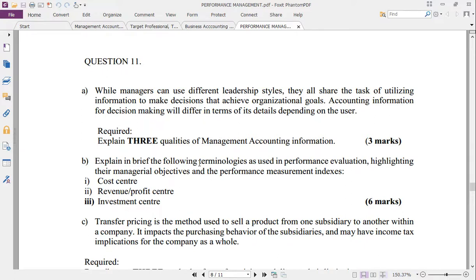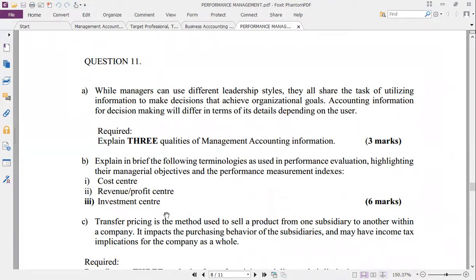B. Explain in brief the following terminologies as used in performance evaluation, highlighting their managerial objectives and their performance measurement indexes. Cost center, revenue center, profit center, investment center. So what are they, and what is their performance measurement index? Those are the indicators. So for a cost center, what is the performance measurement indicator?